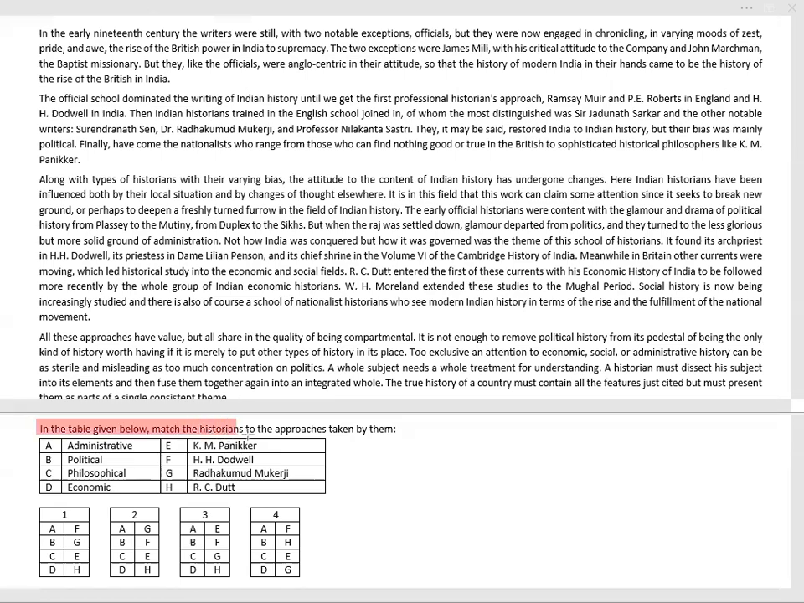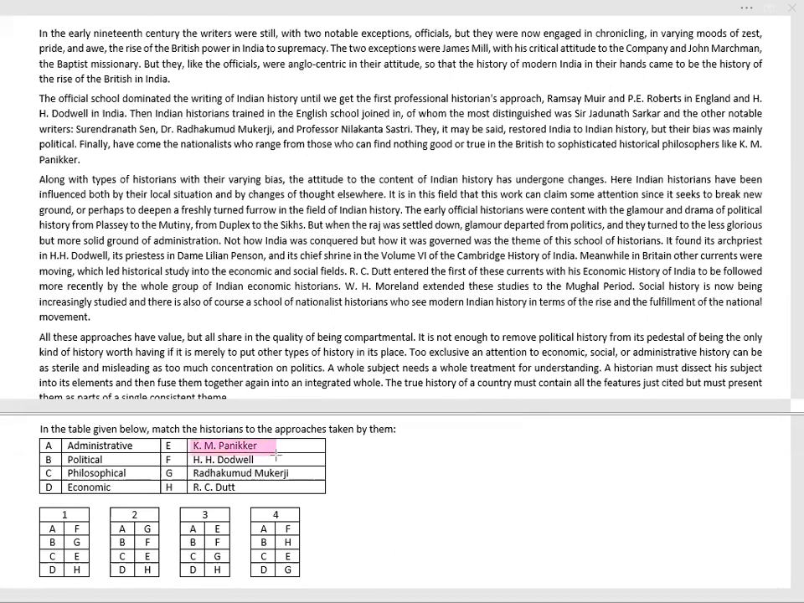In the table given below, match the historians to the approaches taken by them. Now, it is important to note that it will be much more difficult to locate the approaches in the passage as it would be to locate the names. So it is better to, instead of connecting from the first area, which is ABCD, to EFGH, which is the approach to the name, which is basically this direction, instead, we should try to connect from name to approach. Let us try and locate these names.